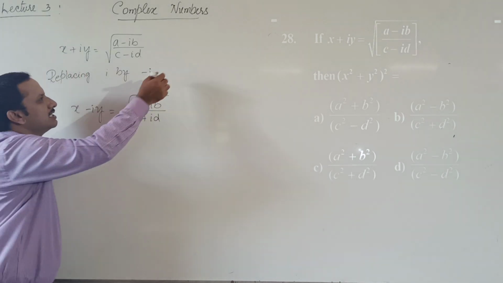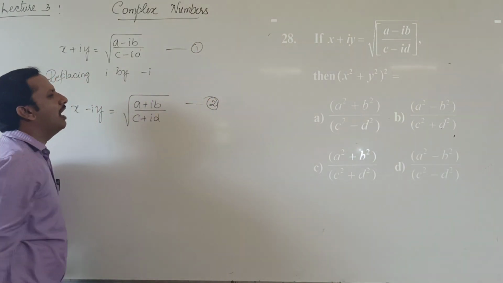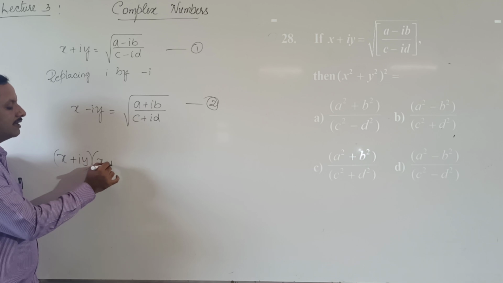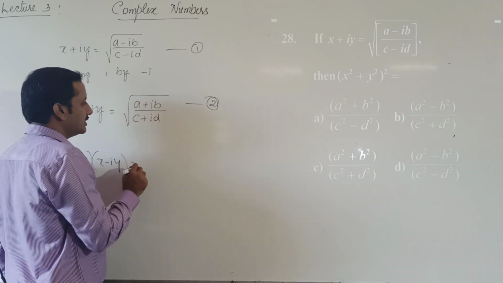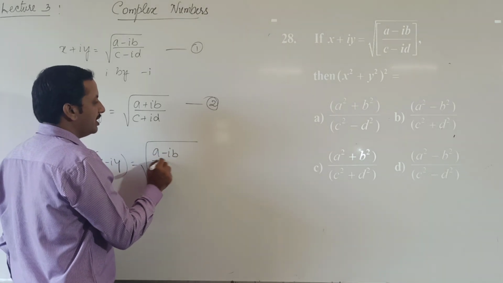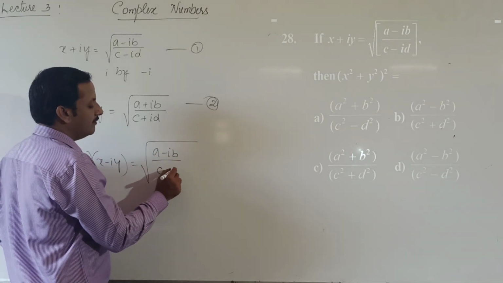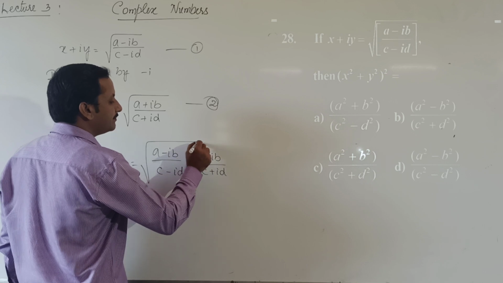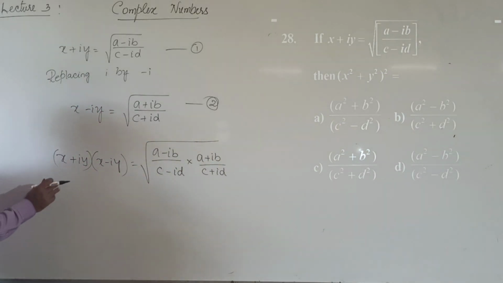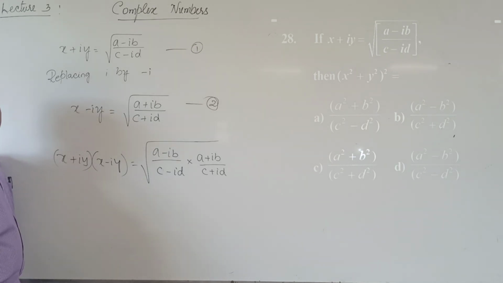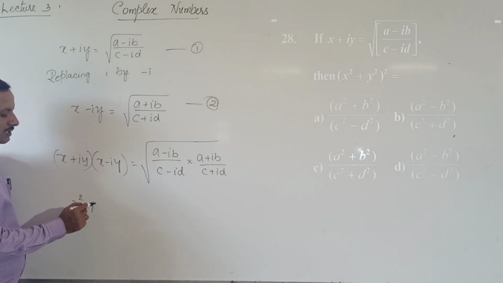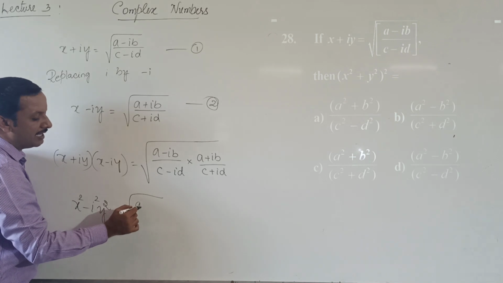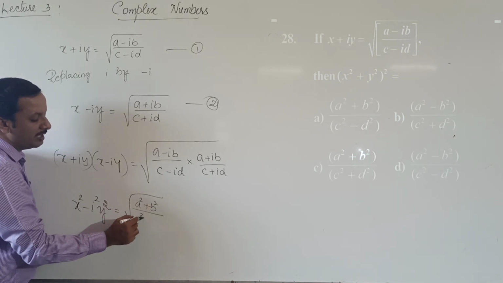Okay? Now I multiply these two equations. Let me name them as equations 1 and 2. I am multiplying these two equations. On the left side, x plus iy into x minus iy. And on RHS, we have a minus ib by c minus id into a plus ib divided by c plus id. Okay? So here x plus iy into x minus iy will give you x square minus i square y square. That's equal to square root of a minus ib into a plus ib, that I write as a square plus b square. Similarly, in the denominator, c square plus d square.